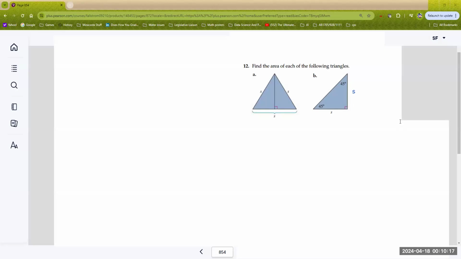So here, all we need is the area formula, and area is 1/2 times base times height. And in this case, the base is S, the height is S. So this would be S squared over 2. That would be your area there. So again, that's just looking at what we know about that particular triangle.